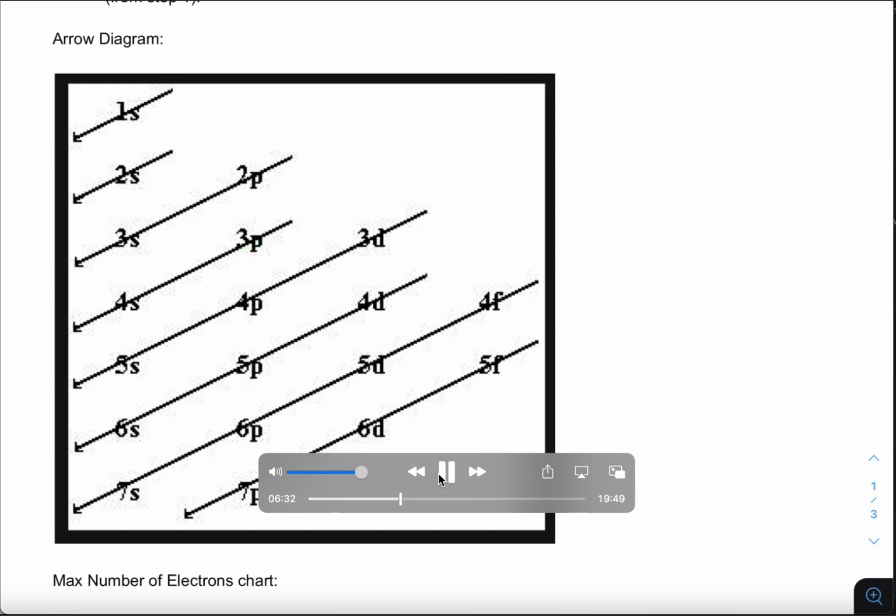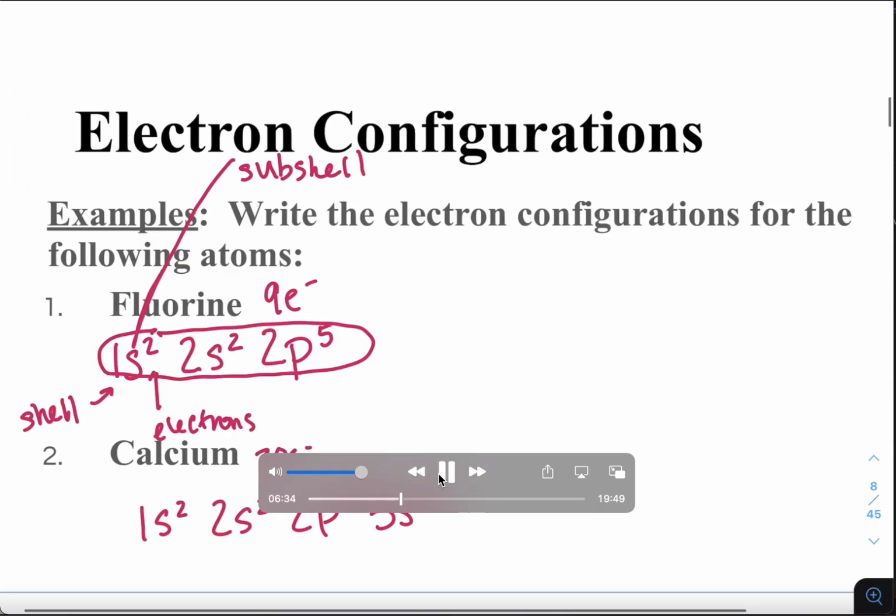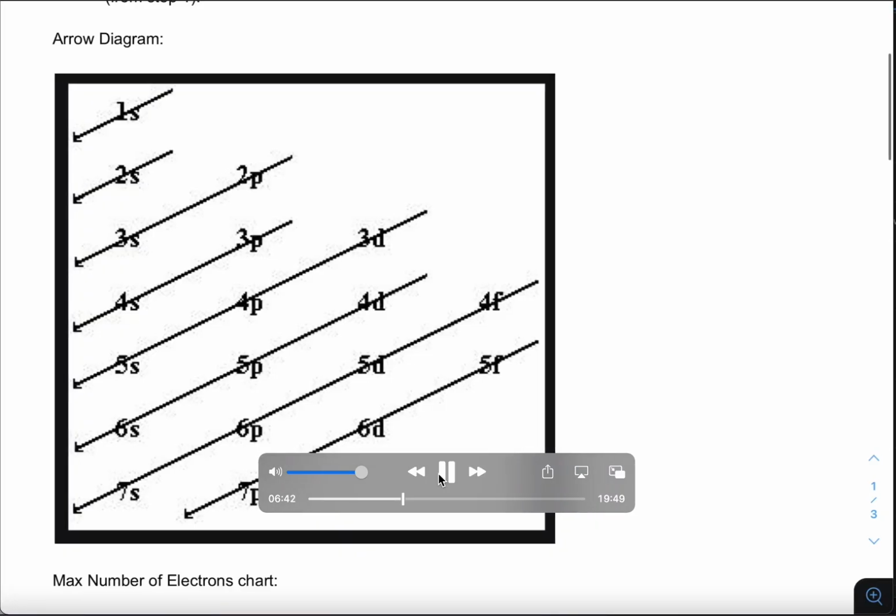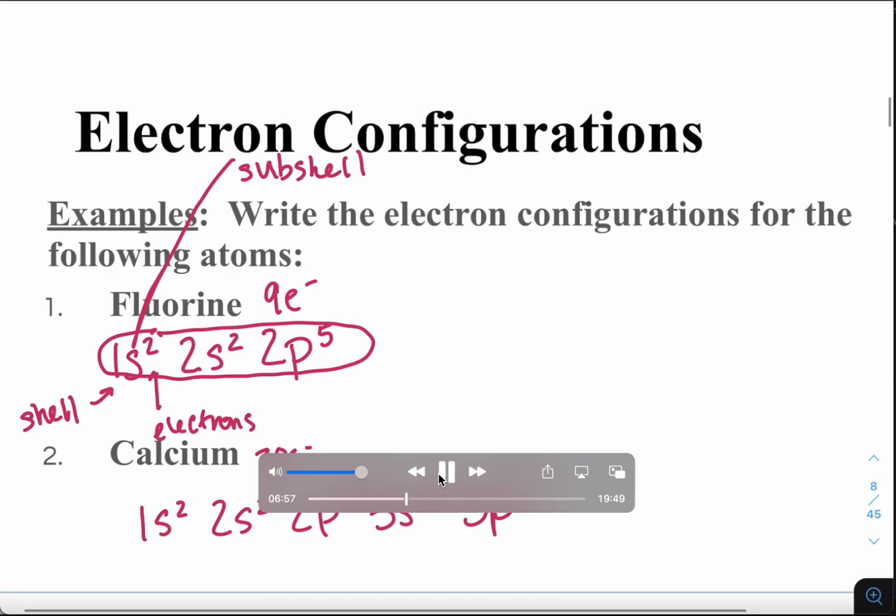So that's 12. Then we go to 3p, which fits 6, just like all the other p's. And that's 18. And then after 3p, we go to 4s. Make sure you are following the arrows, because if you go 3p to 3d, that is not right. So 3p and then 4s. 4s holds 2, and that's exactly how many we need. And that gives us a total of 20, which is what we wanted.